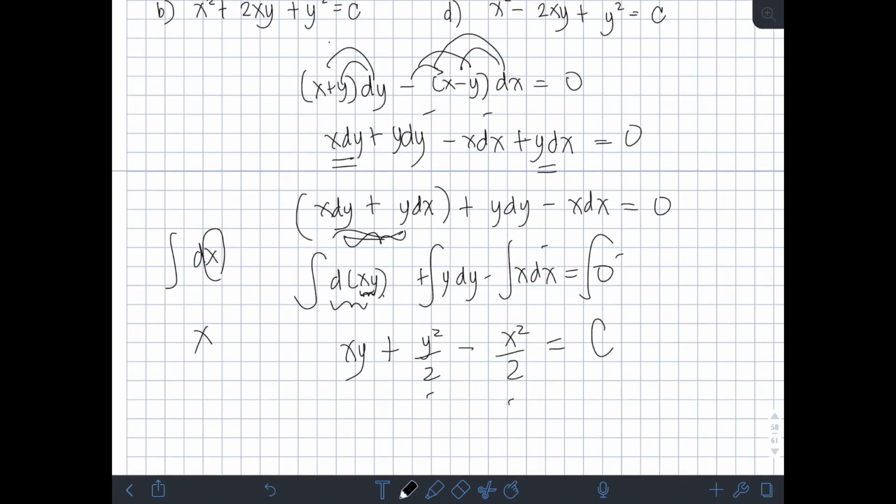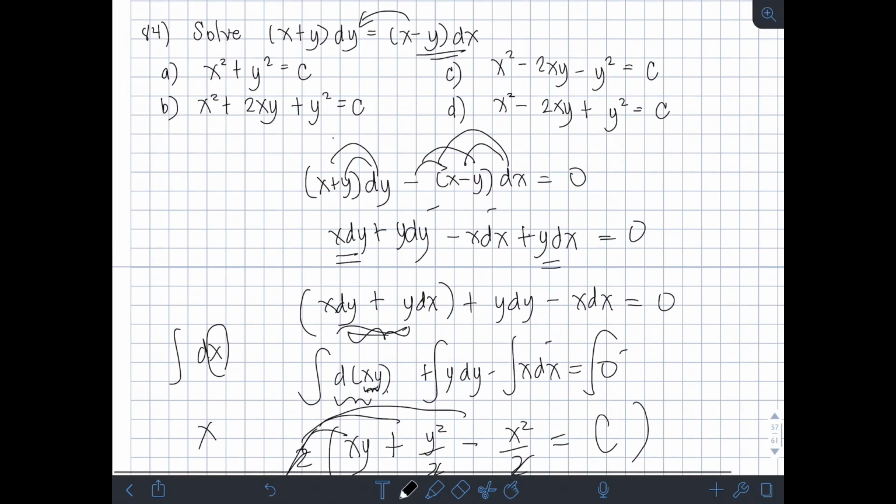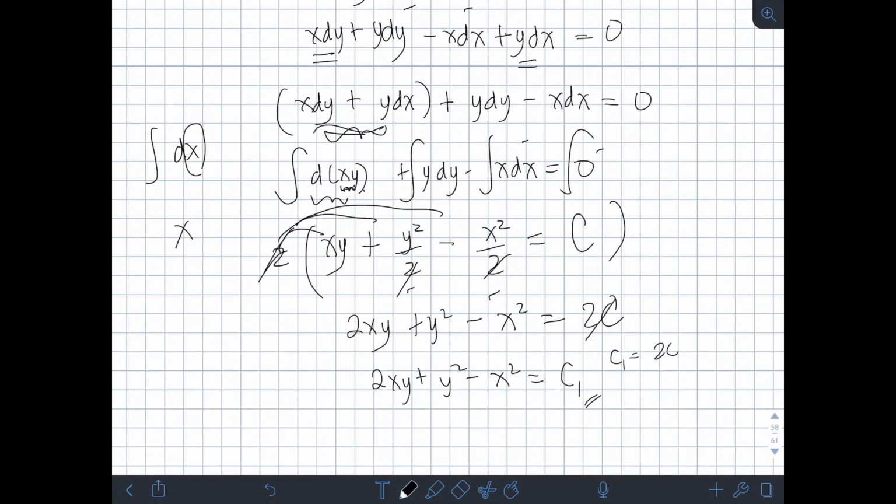Okay? So, to remove this denominator, we multiply both sides by 2. So, distribute. So, 2xy, the 2 cancels, plus y squared minus, the 2 cancels, x squared equals 2c. So, this 2c, let's just make it c1, the constant absorbs the 2. So, we have 2xy plus y squared minus x squared equals c1. So, this is now our answer. So, the correct answer is letter... So, he wants this x squared to be positive. So, we multiply both sides by negative 1.